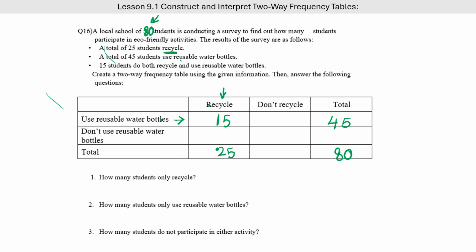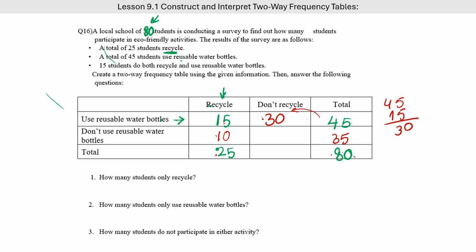Now solve it. How can we solve this one? Look at this, total is given and this is missing. So 25 minus 15 gives me 10. Now here also, total is given, so we subtract to find this number, right? 80 minus 45 gives me 35. Now I have again the total given and I have this number, so I have to find out this number. If total is given, to find out the empty number, I subtract. Means 45 minus 15. So I get 30.